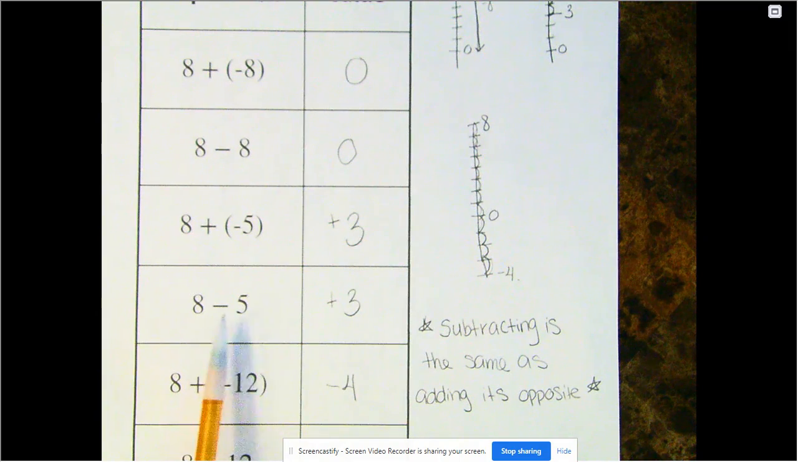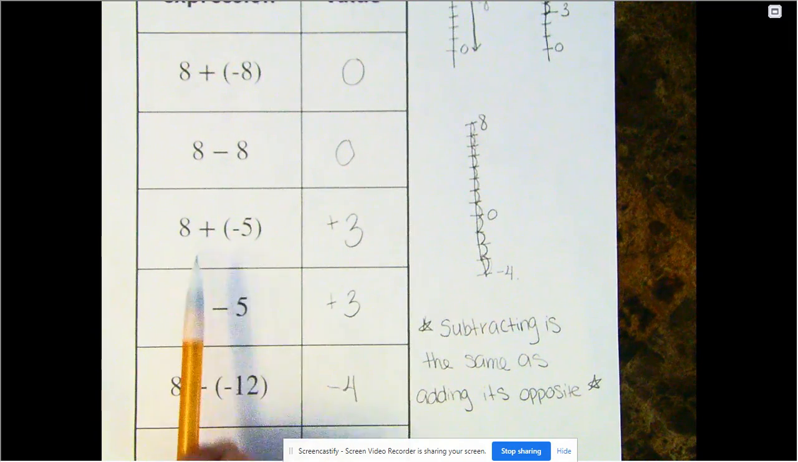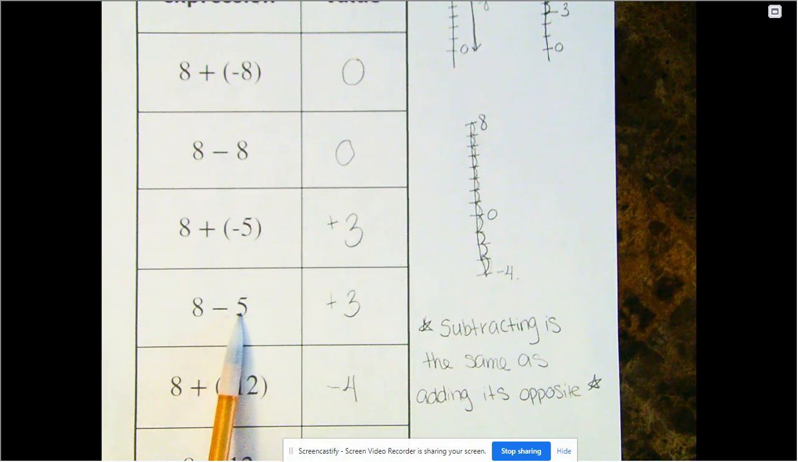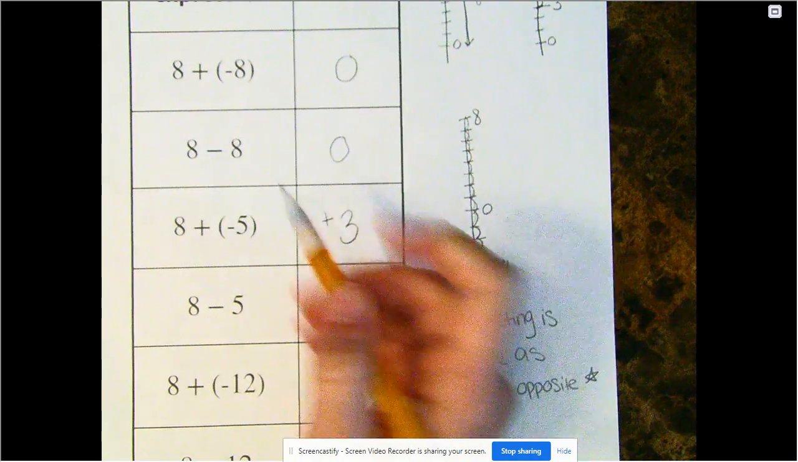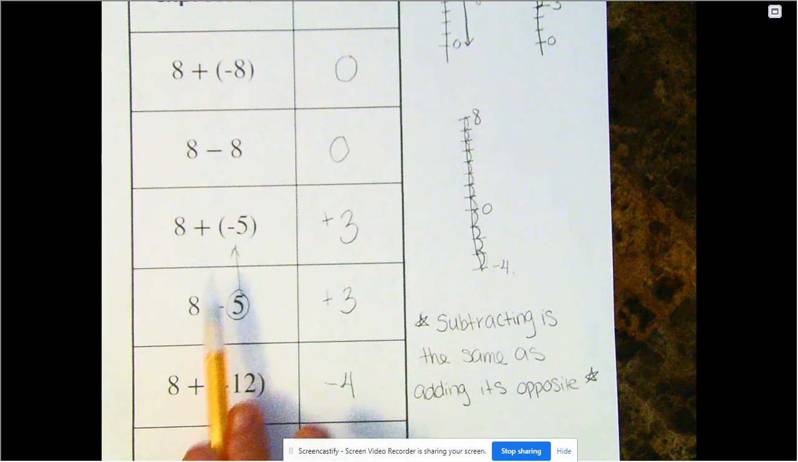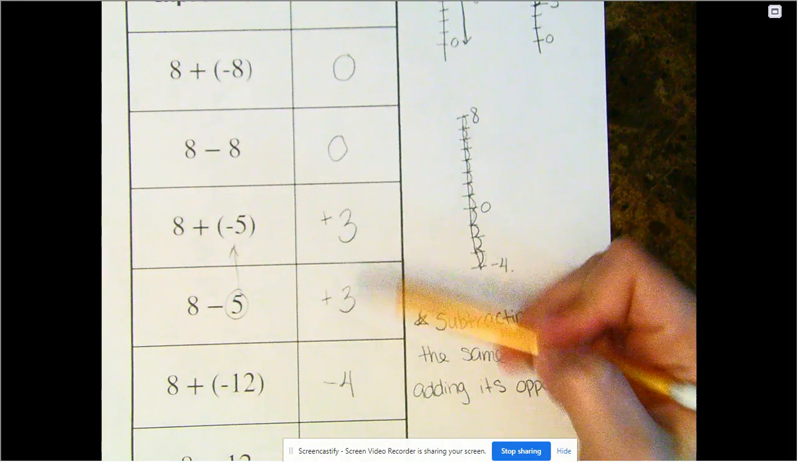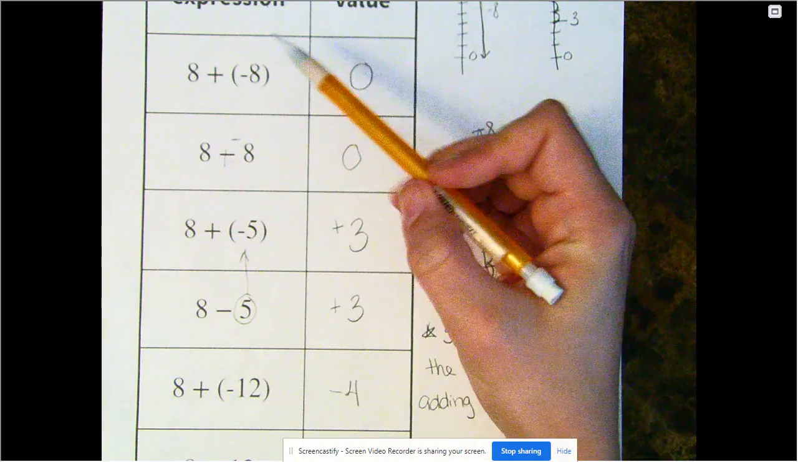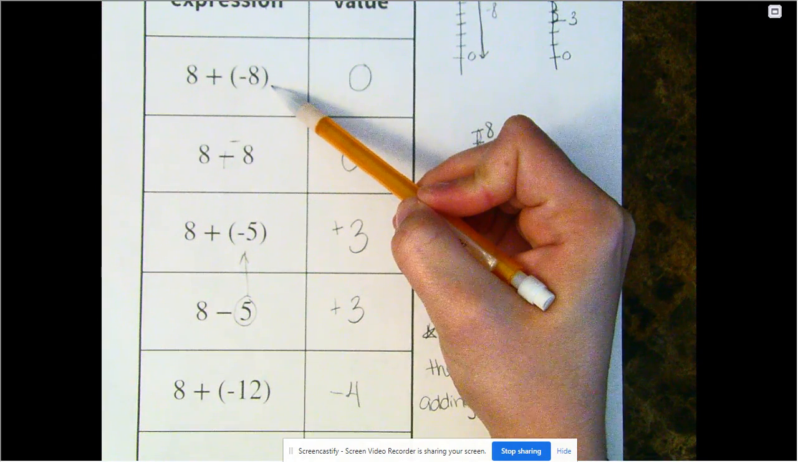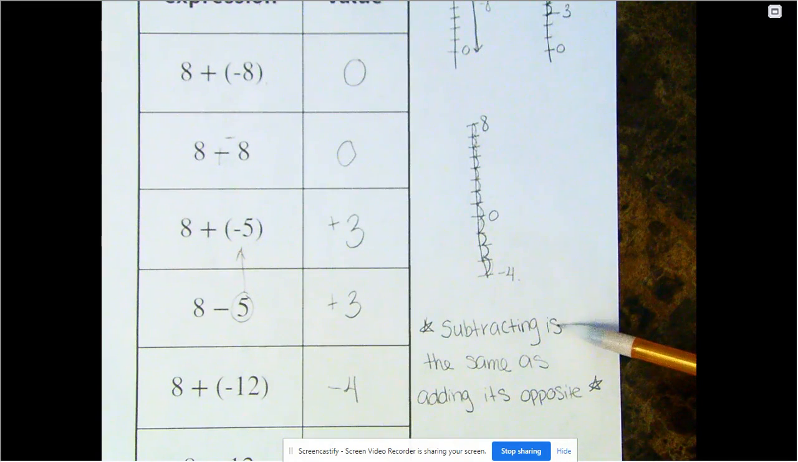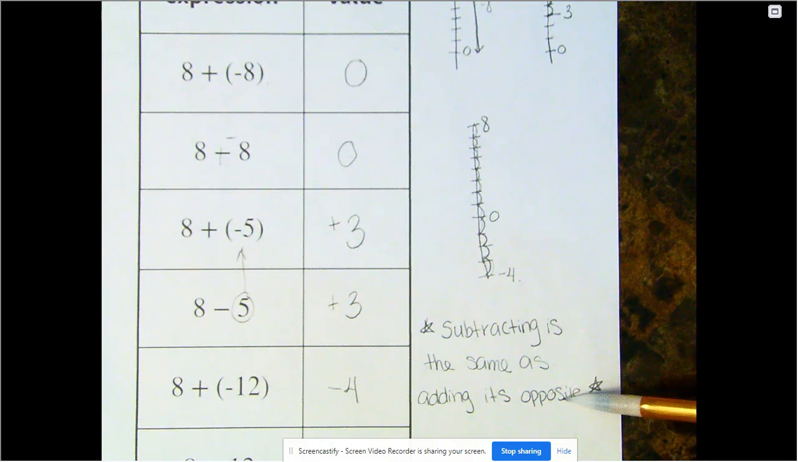So here, whenever I subtracted 5, I got positive 3, which is the exact same thing as adding, and then the opposite of positive 5 is negative 5. So I switched it and added its opposite, and it gave me the exact same value. Here, I can switch it and add its opposite, which is the exact same thing as this here, and you get your exact same value. So again, the takeaway is subtracting is the same as adding its opposite.